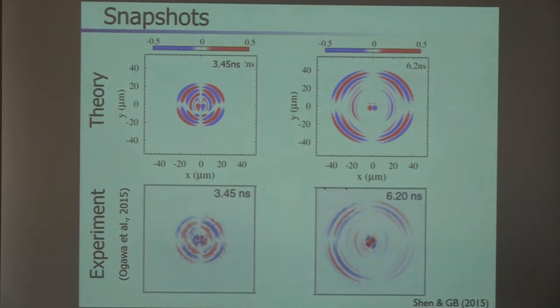So what do we see? First of all, we see that the thing expands as we would expect, right? We see two types of rings with different symmetry. This one here has a mirror symmetry, and this one has a fourfold symmetry.